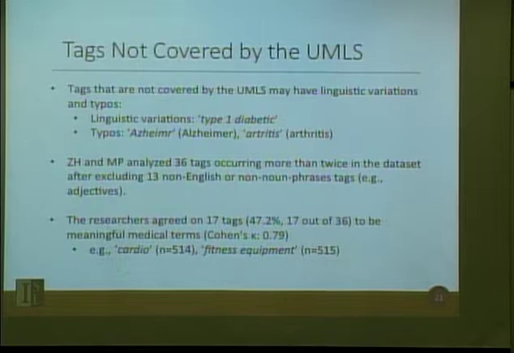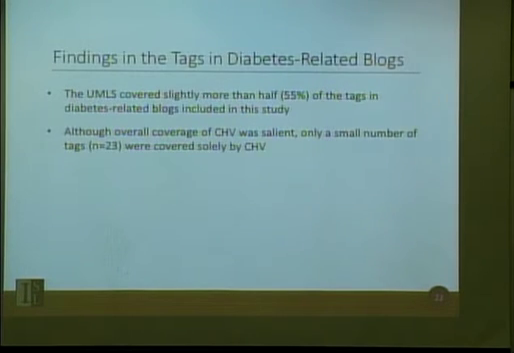And for these unmapped terms, Ming-Su and I analyzed 36 tags that occur more than twice in the data set. And we excluded some tags that are not English tags and not noun phrases, because we want to focus on nouns. And we found that 17 tags are meaningful. Something like cardio occurs 500 times across the data set, which is a really meaningful tag. And fitness equipment occurs over 500 times. But these terms are not covered by the UMLS. So it means that maybe we can potentially add them to consumer health vocabulary, right? So in general, we found that the UMLS covers slightly more than half of the tags in the diabetes-related blog in the study. And the overall coverage of consumer health vocabulary is pretty good in this small preliminary study.